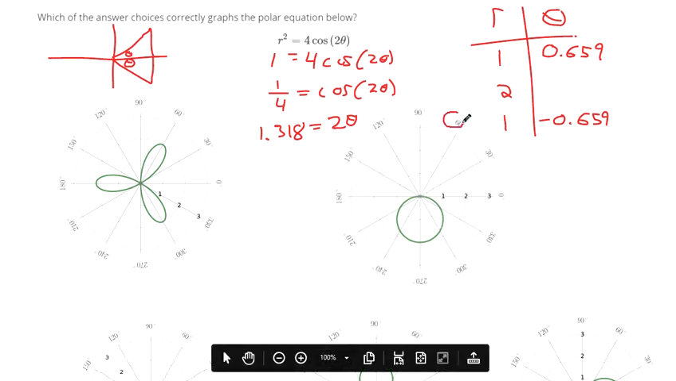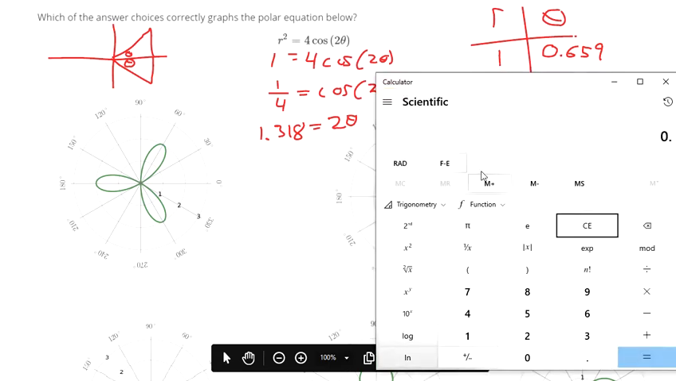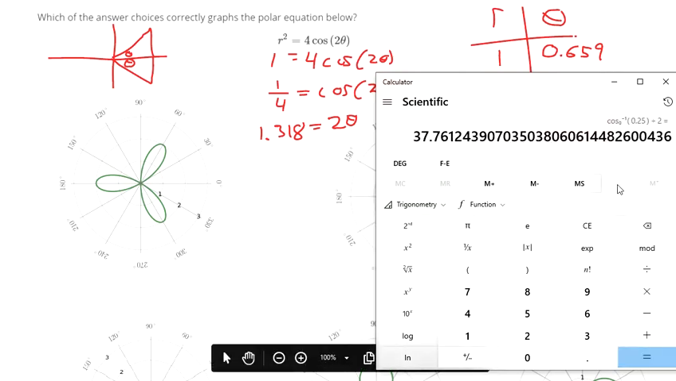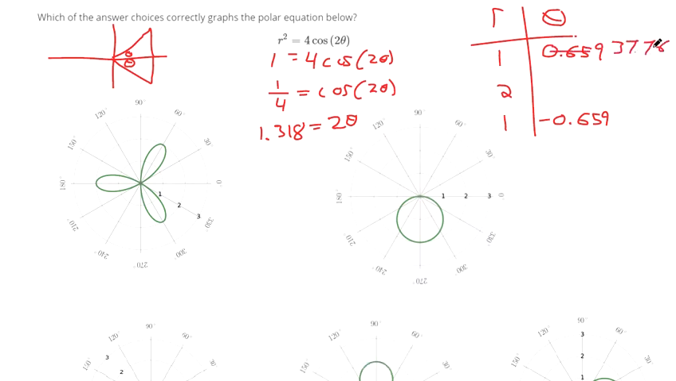Oh, they have everything in degrees actually. So let me go back. 1/4. I'm going to switch to degrees, and then second cosine of 1/4. Then we've got to divide that by 2. So I've got 37.76. So actually use degrees. I didn't see that they were using degrees in this problem. So negative 37.76. So what we should be doing is looking at around 37.6 degrees.